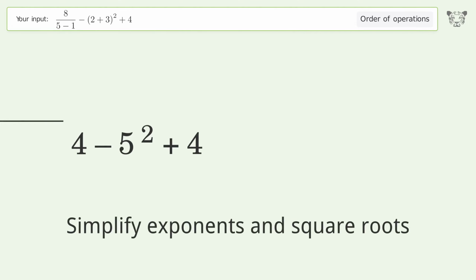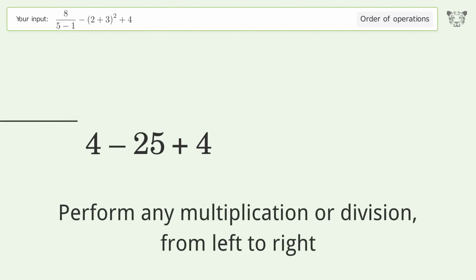Simplify exponents and square roots. 5 to the power of 2 equals 25. Perform any multiplication or division, from left to right. 8 over 4 equals 2.